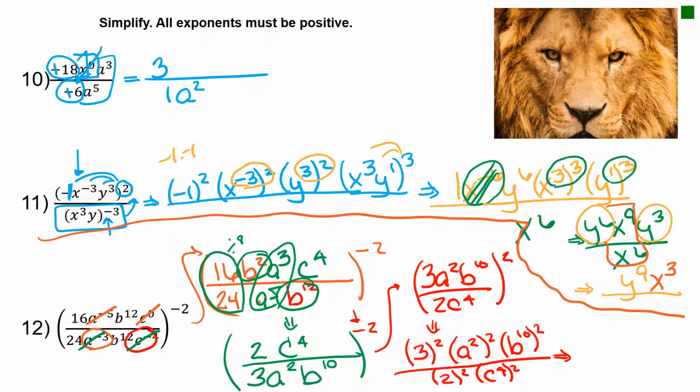All right, I hope this is my last slide because I'm running out of room. 3 to the 2nd, that means 3 times 3, which is 9. A to the 2nd, I'm going to multiply. A to the 4th. B to the power, I'm going to multiply. B to the 20th. 2 to the 2nd means 2 times 2, which is 4. C to a power, I'm going to multiply, and I get c to the 8th.